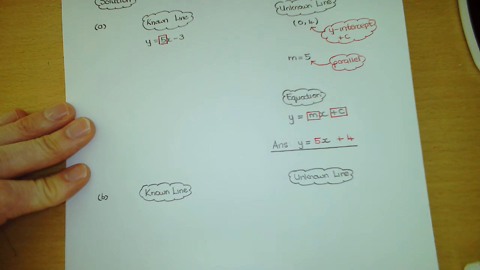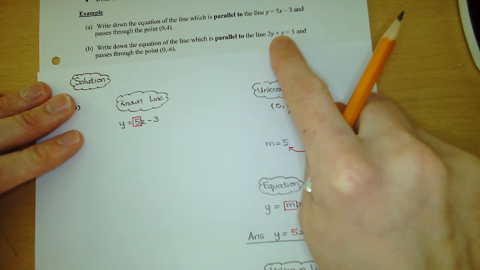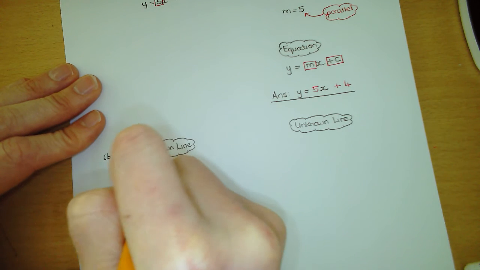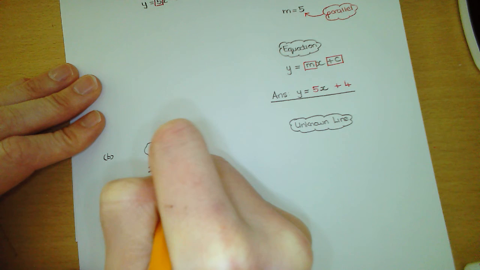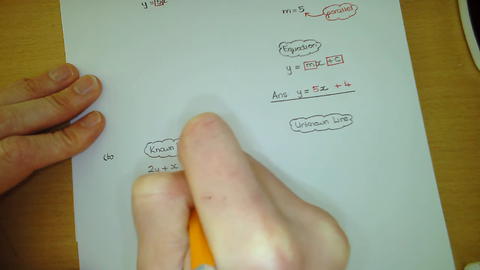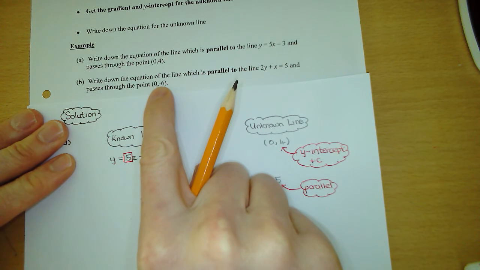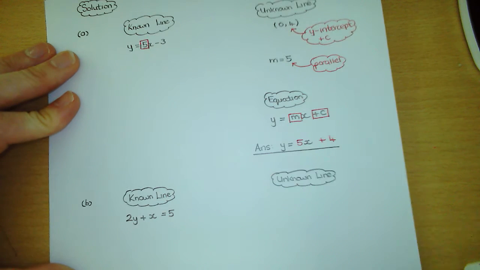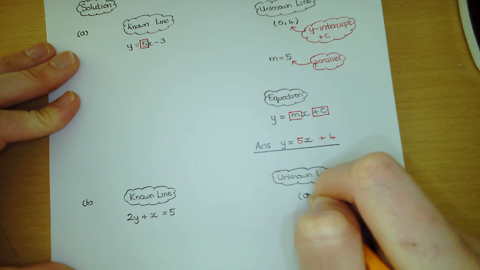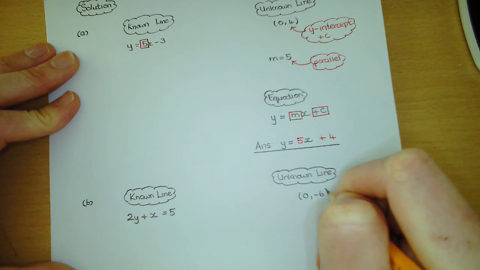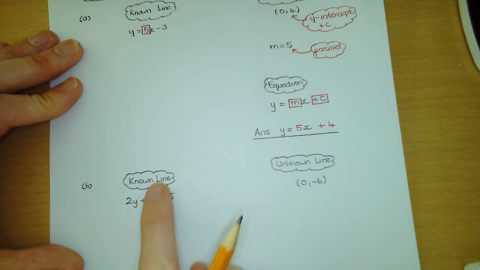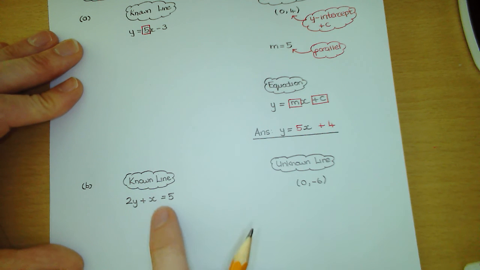Then write down everything you know about the known line and the unknown line. So the known line, its equation is 2y plus x equals 5. And the unknown line, you know that it goes through the point 0, minus 6. Now, you're also told that these two lines are parallel.